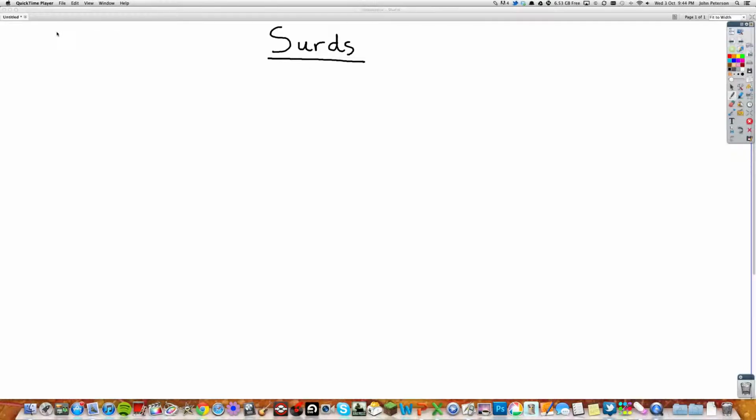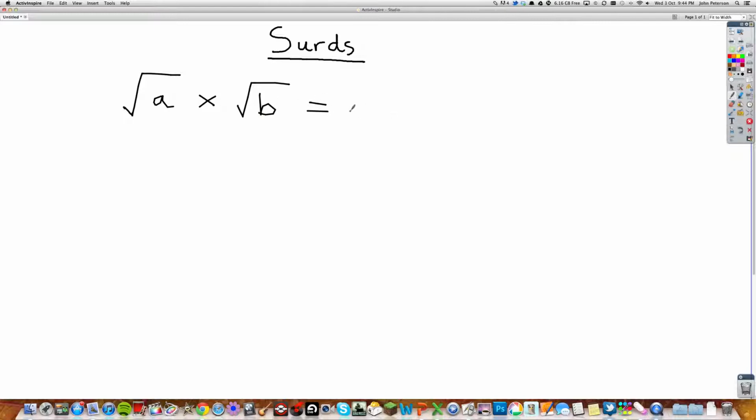With surds, there are a few rules you need to know about. The first one we're going to look at is all to do with root surds. When you have the root of, let's say, A times by the root of, let's say, B, our rule says that is equal to the root of A times B.